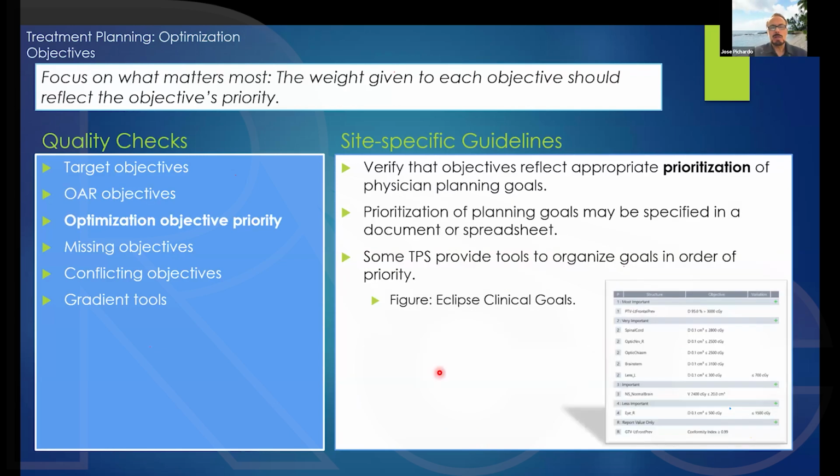Okay. Now, it's not just good enough to have objectives. It's important for these objectives to be prioritized. What does it mean? Well, some objectives are more important than others.